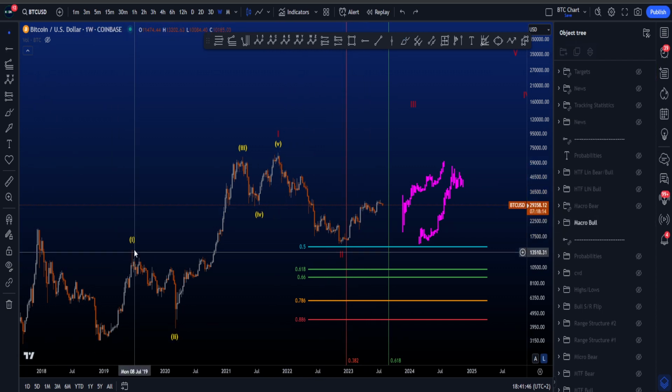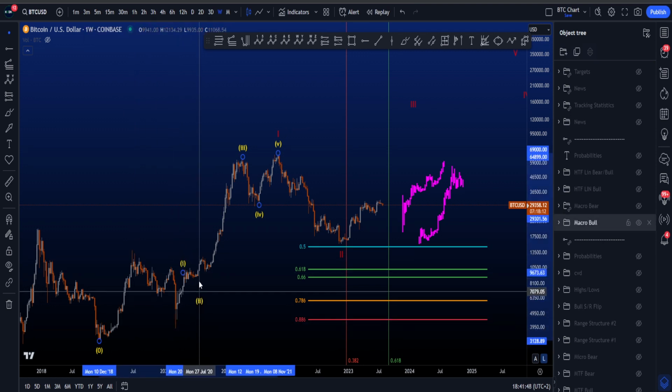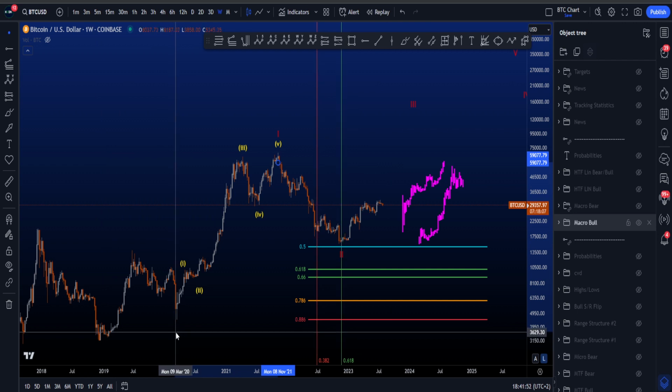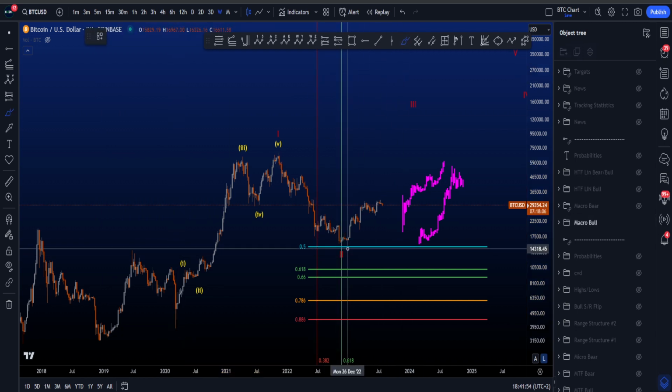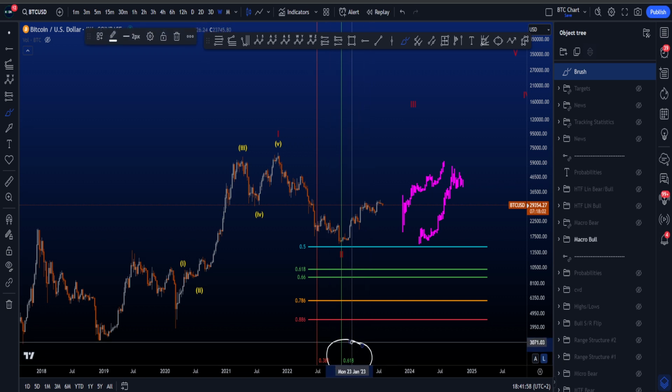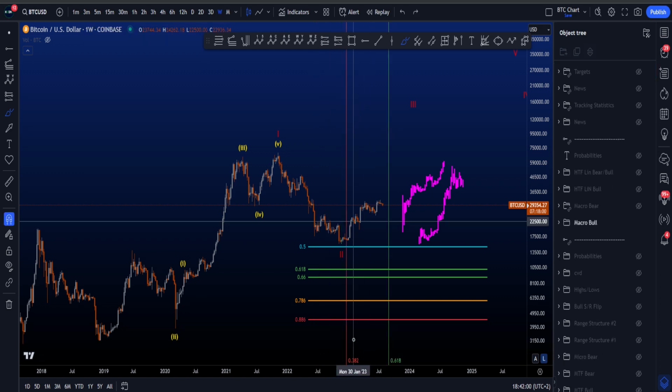But then again, if we move the wave 1 to the right and the wave 2 to the right as well and change the pivot of this Fibonacci time to the COVID low, then you can see that the low of wave 2 has been made right on top of the 0.618. So this is again something we have to keep in mind.